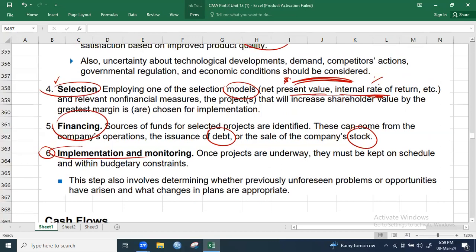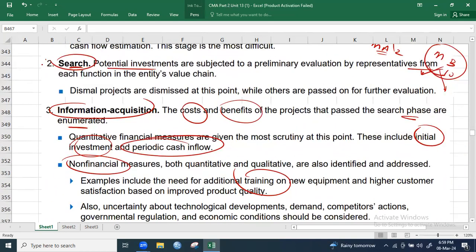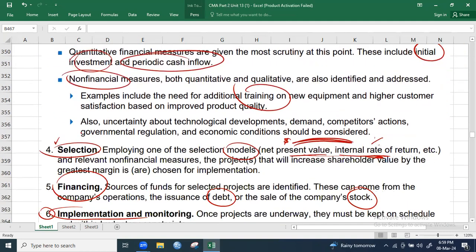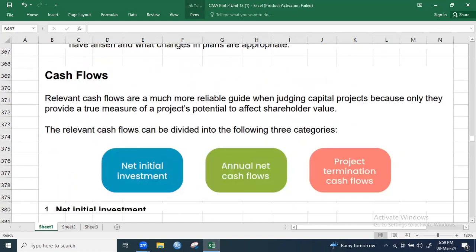So these are the stages in capital budgeting. Just as a heading, I'm showing you one more time: identification and definition. We have a search, after that information acquisition, then we have a selection. Once the investment is selected, then you will finance, and then you will implement and monitor. So these are the stages in your capital budgeting.